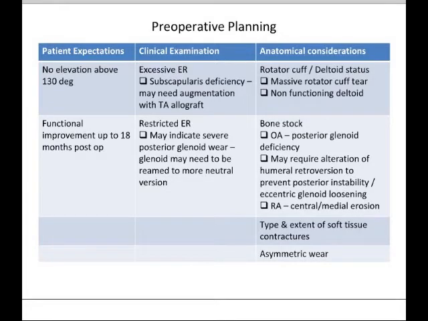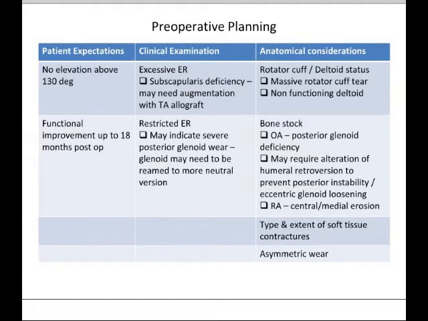Look at them clinically. We've got to look at if the patient has excessive external rotation. That might indicate a subscapularis deficiency that might need to be addressed at the time of surgery with augmentation. Limited external rotation might indicate severe posterior glenoid wear, and that might need a more neutral version when we ream the glenoid. In terms of anatomical considerations, rotator cuff and deltoid status is key.